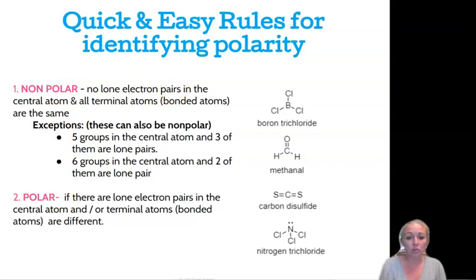The second portion of the rule is that the terminal atoms are the same. Here I have a central atom, chlorine, chlorine, chlorine. That meets both rules, so it's probably nonpolar. Here I've got my central atom carbon, hydrogen, hydrogen, oxygen. They're not the same, so this is probably polar. Pause it for a second and see if you can identify the last two. Hopefully this is what you identified.